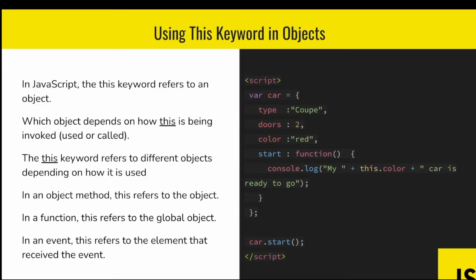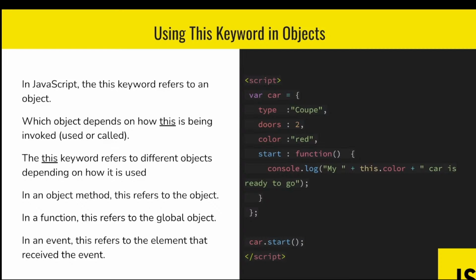In a function, this refers to the global object. So if you are using it in a standalone function, like all the functions we've been writing all this while in the calculator, and you mistakenly use the word this, we are calling the global object of the entire browser. That's what you are calling if you use this in that scope.